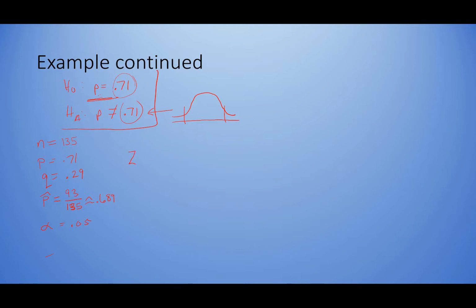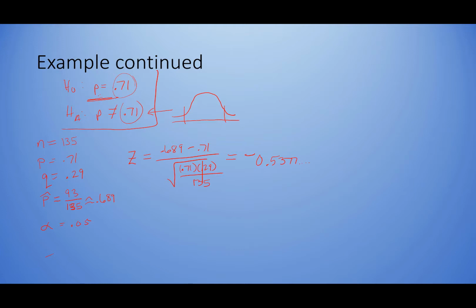So when I come to do my test statistic, I can go ahead and plug in my appropriate values. I need to take my p hat minus p, so I would have 0.689 minus 0.71, divided by the square root of p times q divided by n. Once you get that computation done, you should turn out to have a test statistic of negative 0.5377, and then the decimal keeps going.